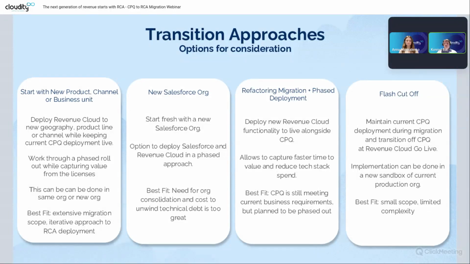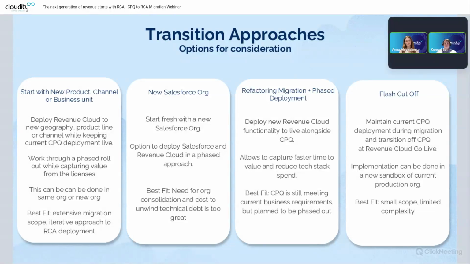And the last option here is the flash cutoff. It's great in general for small scope or limited complexity, where you have your current CPQ implementation, but in the meantime you want to develop something new in RCA. And then during the go-live phase, you will disable CPQ completely and go with Revenue Cloud Advanced in one go. So this is something which you can also take into consideration. But with this option, as I said, you need to think carefully and decide what is a better fit for your business.